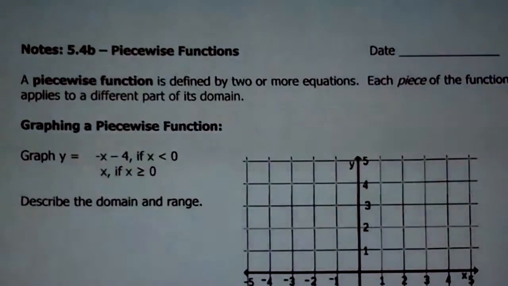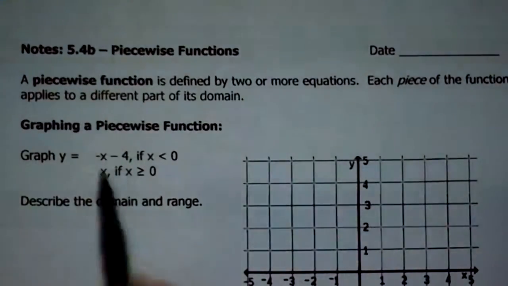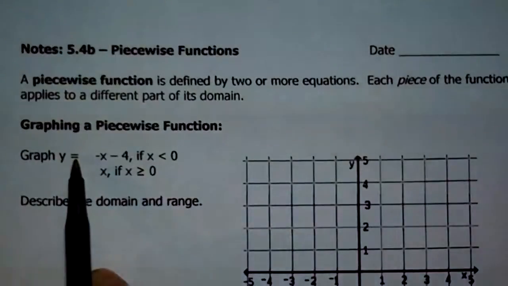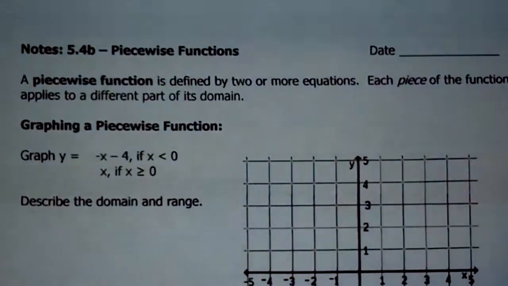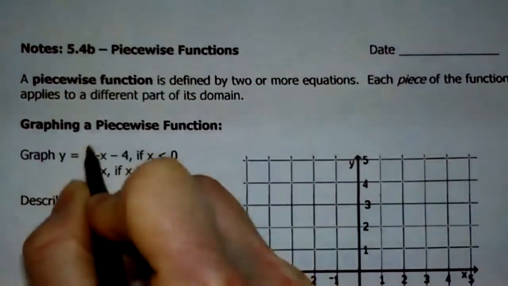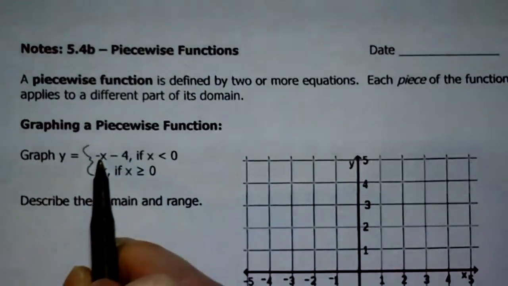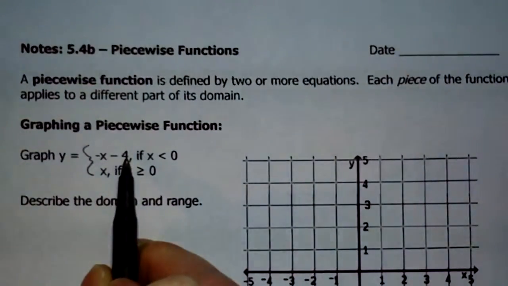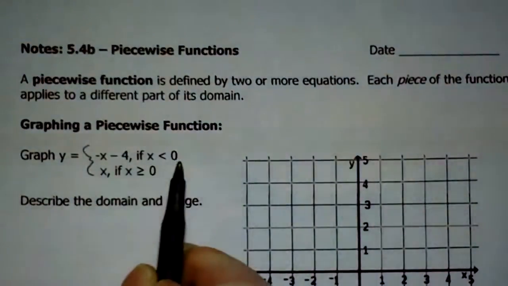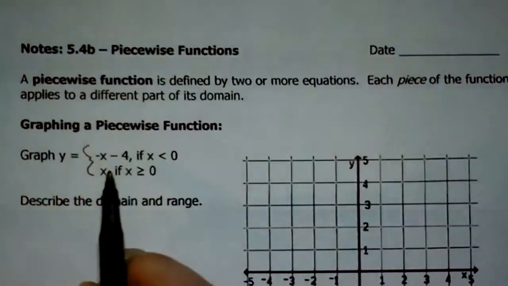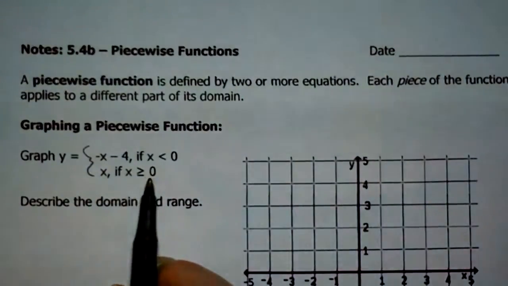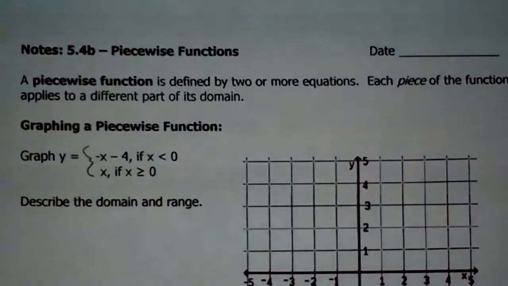So, graphing a piecewise function. First off, we have graph y equals, and we said a piecewise function has two or more equations. These are the two equations. There's negative x minus 4, but only if x is less than 0, and y will equal x if x is greater than or equal to 0. If you don't have a ruler right now, you should hit pause and go grab one, because when we graph this, we're going to need one.